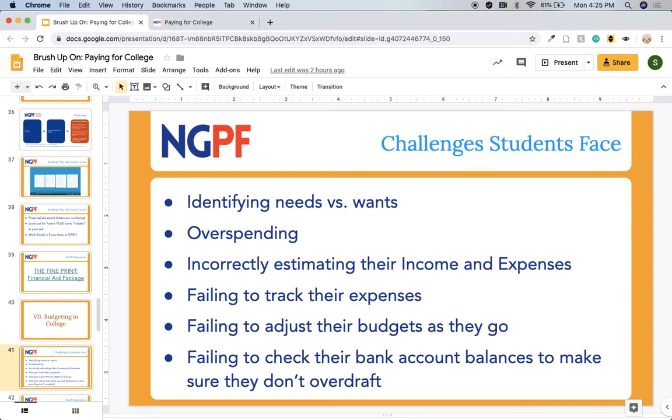One of the biggest challenges is failing to track their own expenses, failing to adjust their budgets as they go, and failing to check their bank account balances to make sure that they don't overdraft, right? So just a lot of money management skills that students may be having to utilize for the first time when they're on their own.